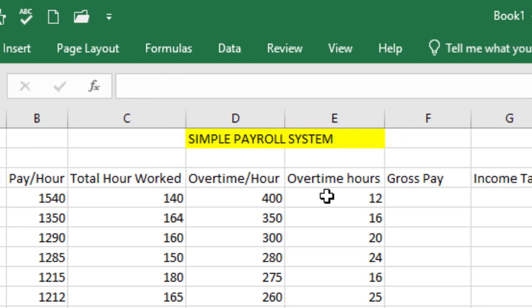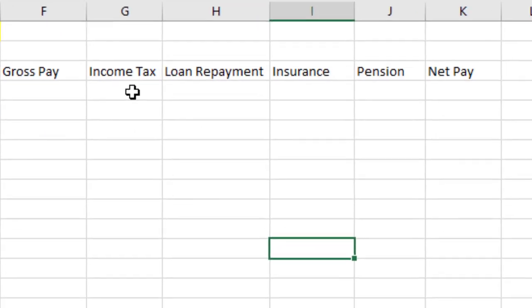So we intend to look at the gross pay, the income tax, the loan repayments for some that may be on loan, and then insurance deduction, pension, and then net pay. For some persons, this might not be applicable. But of course, everyone has to be taxed. And then everyone has to save for pension.